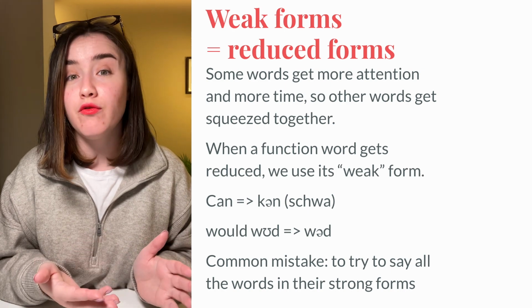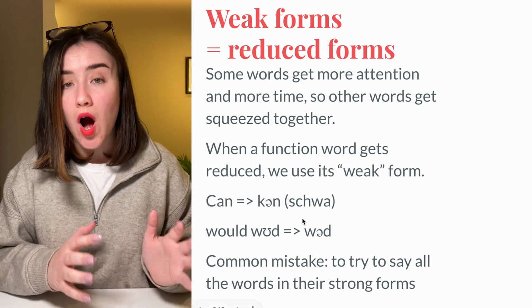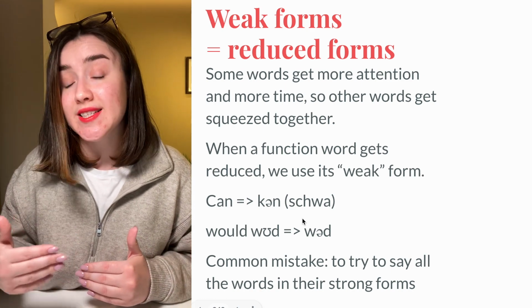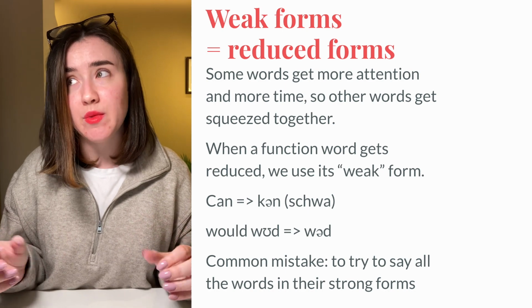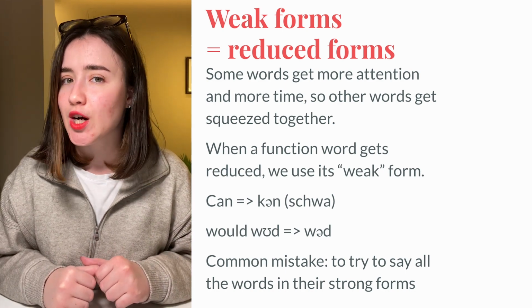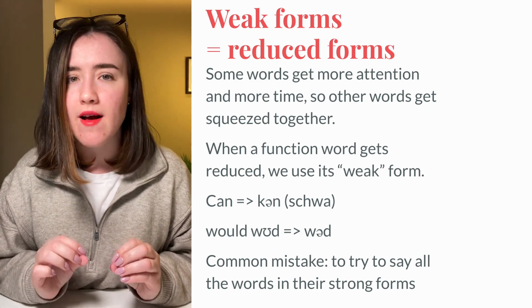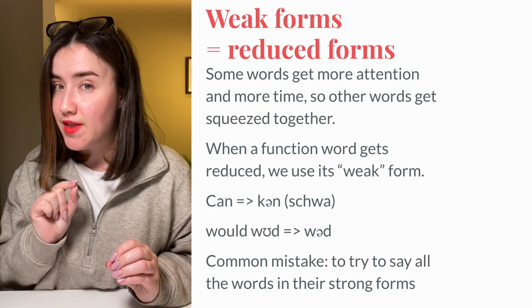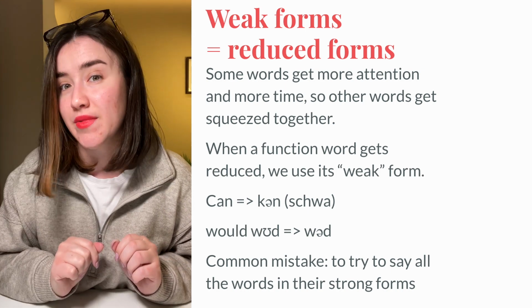Our is the strong form, and it's going to be are. Okay? So, a common mistake is to try to say all the words in their strong forms. No one talks like that. I mean, no native speaker talks like that. You can hear some native speakers talking like that if they want you to understand something.